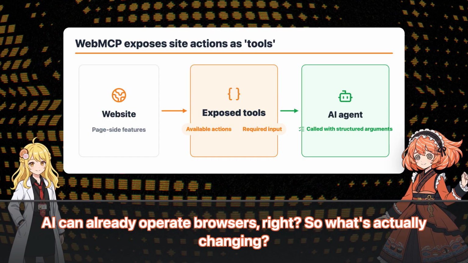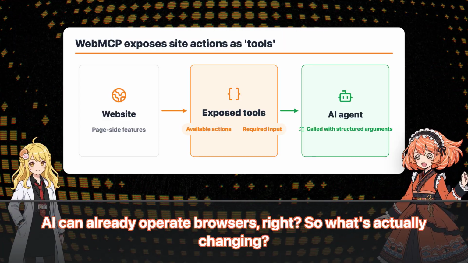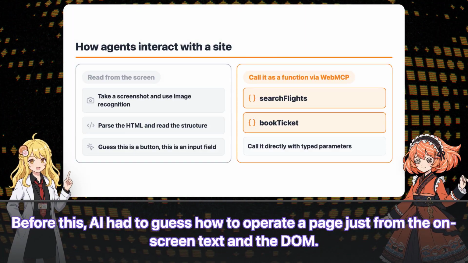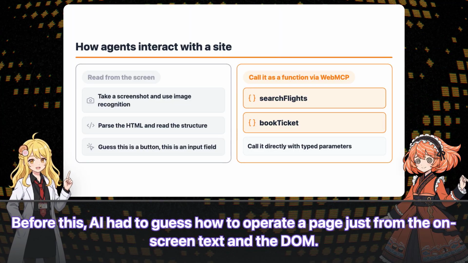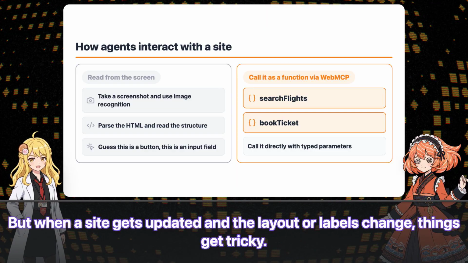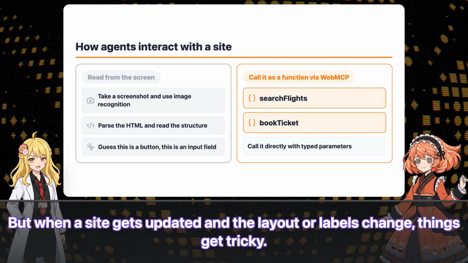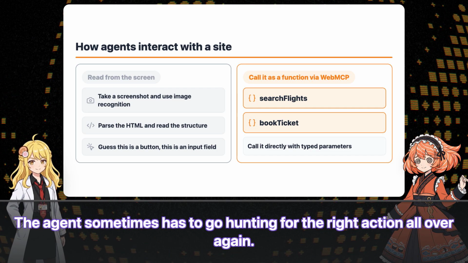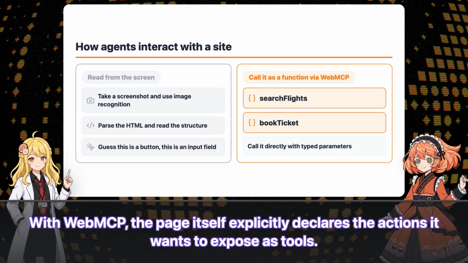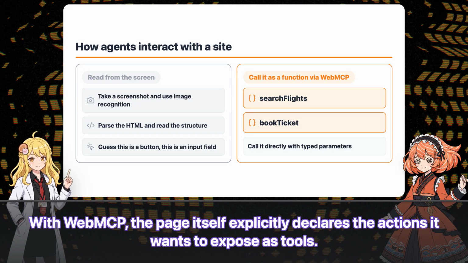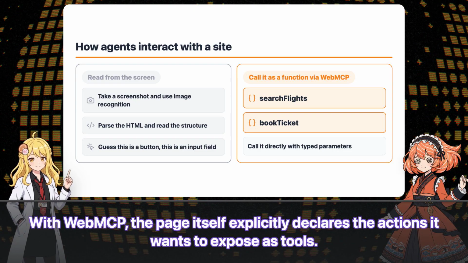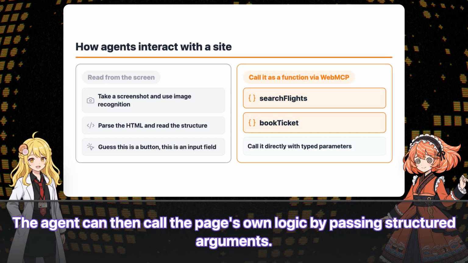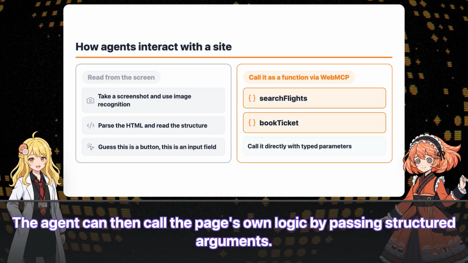AI can already operate browsers, right? So what's actually changing? Before this, AI had to guess how to operate a page just from the on-screen text and the DOM. But when a site gets updated and the layout or labels change, things get tricky. The agent sometimes has to go hunting for the right action all over again. With WebMCP, the page itself explicitly declares the actions it wants to expose as tools. The agent can then call the page's own logic by passing structured arguments.